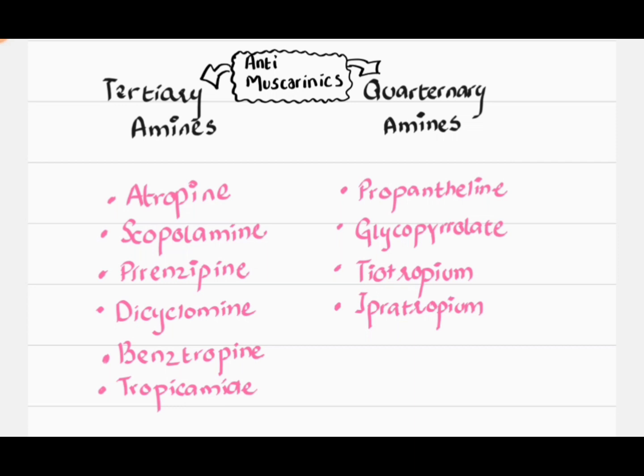Atropine is widely used in clinical practice to treat bradycardia. Scopolamine is used in motion sickness, and benztropine has application in Parkinson disease. From the quaternary amines, we have tiotropium and ipratropium, and both these drugs are very important in the management of asthma. We have glycopyrrolate, which is used in pre-surgical procedures to reduce secretions inside the gastrointestinal tract. So all these drugs have different clinical effects and are used to treat various conditions.